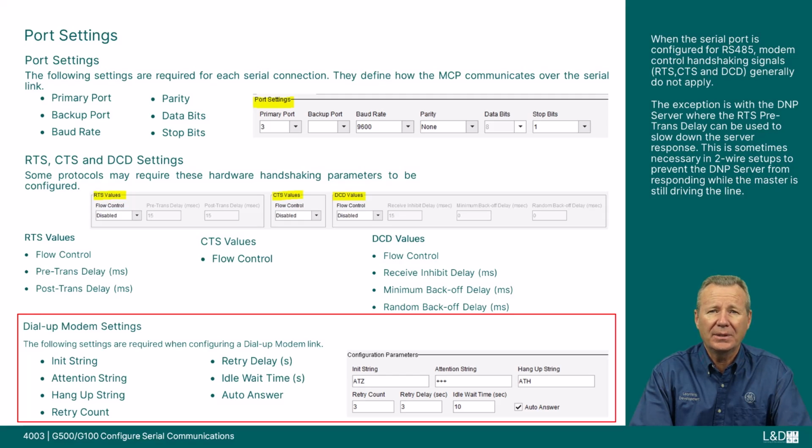Retry delay: the amount of time to wait in seconds between retry attempts. The range is 0 to 3,600 seconds. The default is 3 seconds for client applications and 30 seconds for server applications.